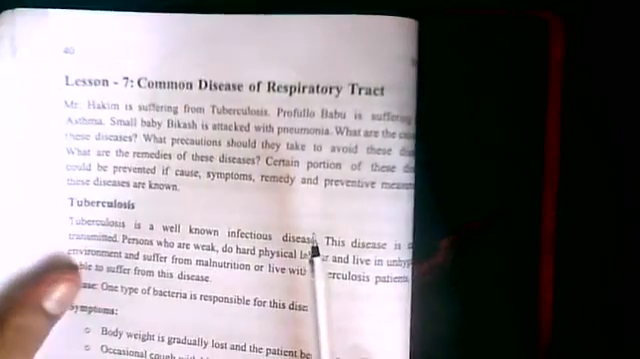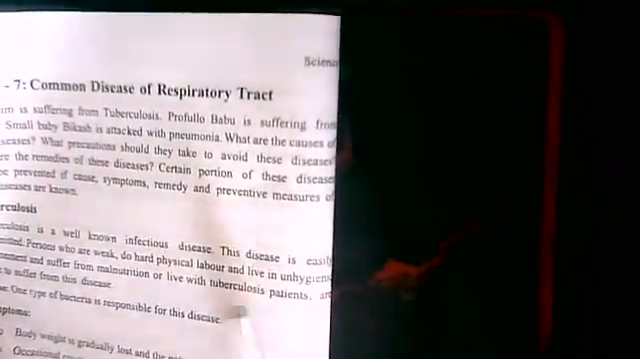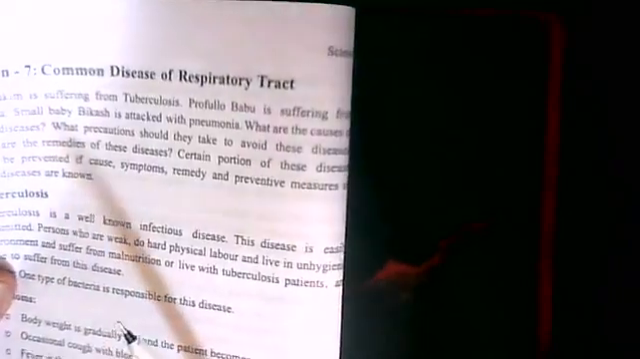Lesson 7: Common diseases of the respiratory tract. Mr. Hakim is suffering from tuberculosis. Prafulla Babu is suffering from asthma. Small baby Vikas is attacked with pneumonia.